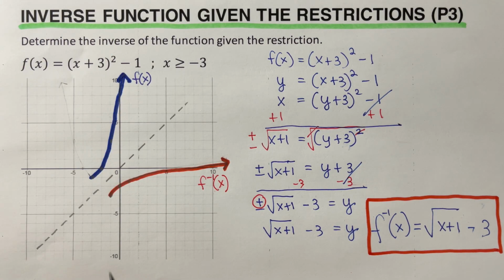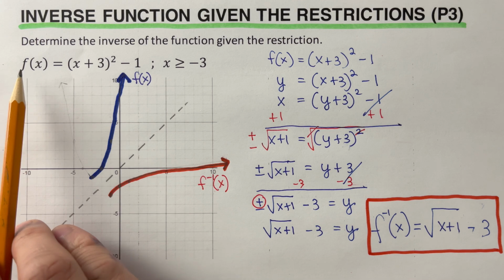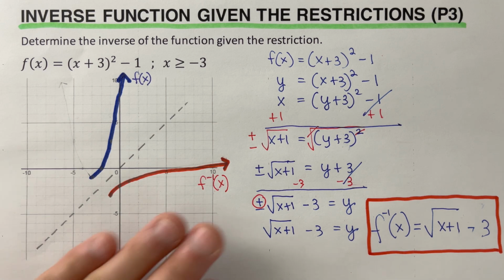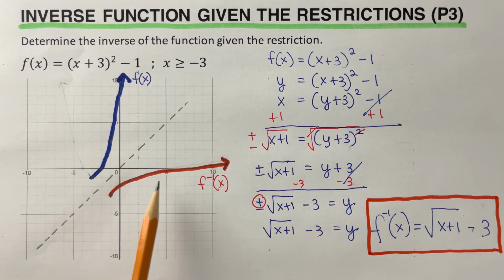Looking at this graph, we can tell that this function that we have here and this function that we have here are actually inverses of each other. Because if we fold it across the line of symmetry, y is equal to x, if we fold it this way, these two red and blue graphs will match up.